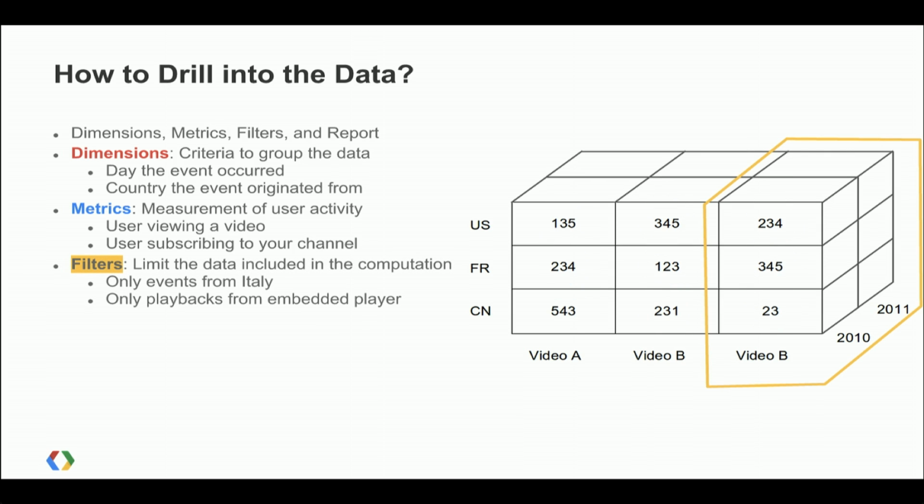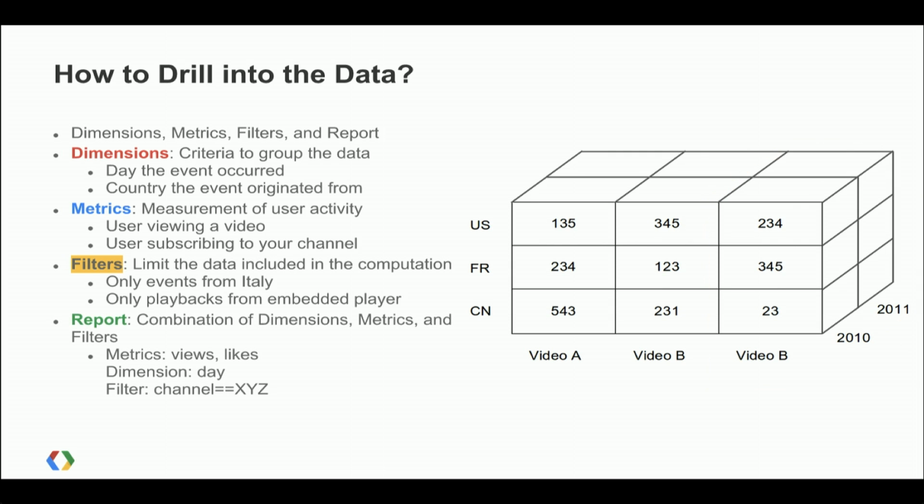So with the filter, you can cut out a slice of the data cube. So for example, you only want to have a report for France, you could cut it in one way, or if you want to have a report for video B, you can slice out this. In our documentation, we refer to a report as the combination of dimensions, metrics, and filters. And that's really important because we do not support all combinations of those entities.